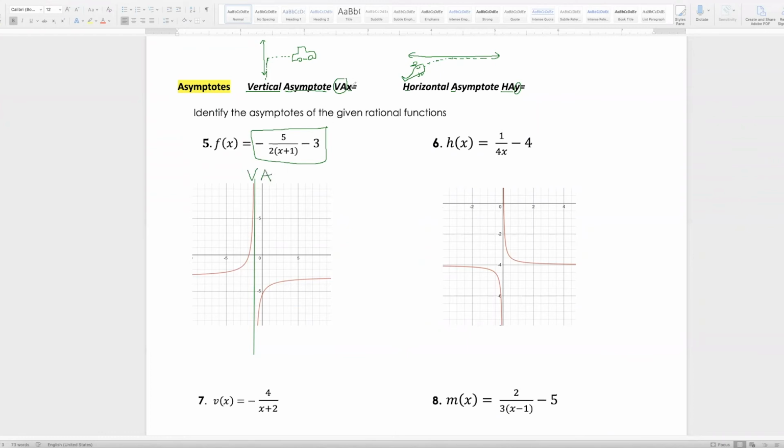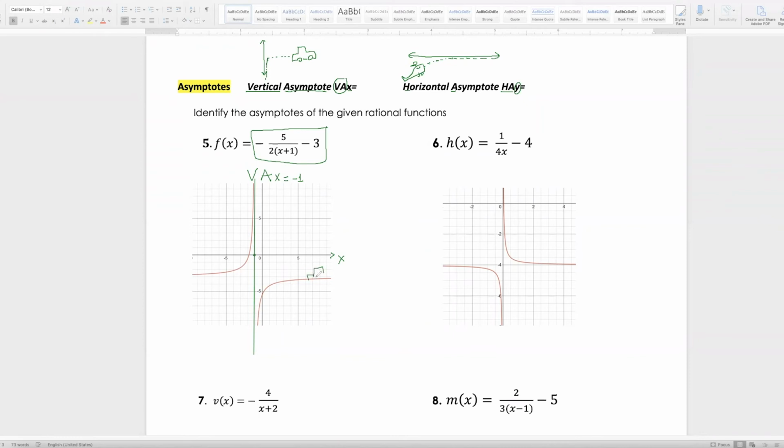And why do we say VAX? Because it crosses through the x-axis, right? It crosses through the x-axis right here at x equals how much? Vertical asymptote, VAX, x equals negative 1. That's it. So I will have a vertical asymptote at x equals negative 1, because this is my car.